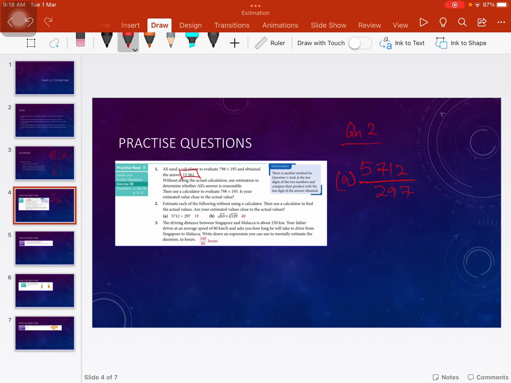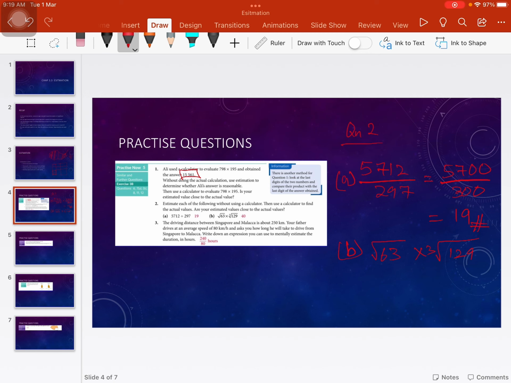Now 5,712 can be rounded to 5,700, and 297 you can round off to 300, and that should give you 19. Okay, now let's look at another one. This is important because most of the exam questions do center around this. So square root 63 times cube root 129.